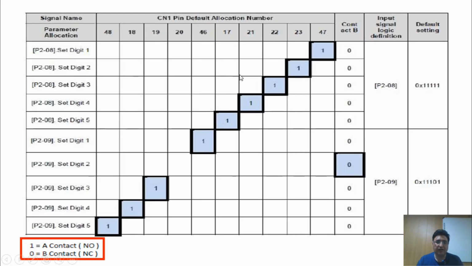Similarly, we can define the logic for our other inputs. For example, if we enter parameter P2-09 and set its first digit, we can define the logic for input 46. Or, for another instance, if we enter parameter P2-09-5, we can define the logic for digital input 48. If it's set to 1, it's normally open. If it's set to 0, it's normally closed.